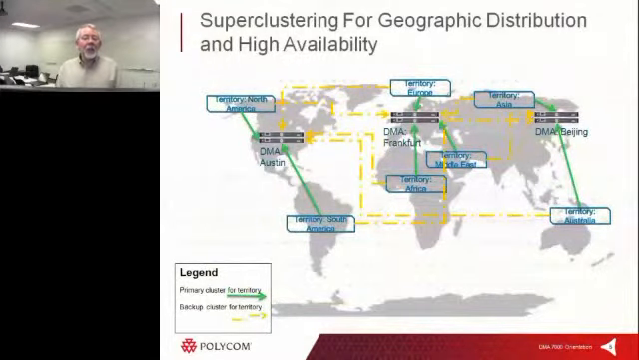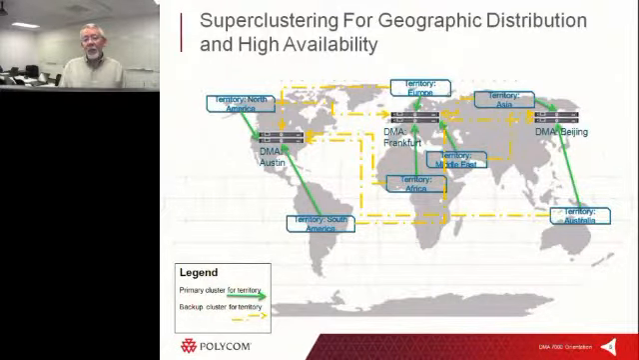Let's look at how superclustering and supernodes work together. Here we have geographically dispersed across three areas, the Americas, Eastern Europe, and then the Far East. In this case, all the calls would be coming in for the Americas into Austin.